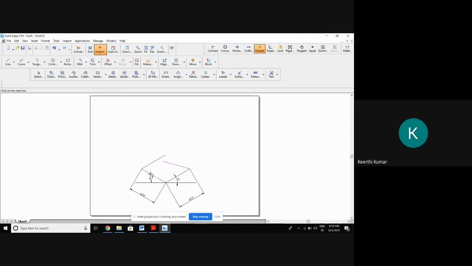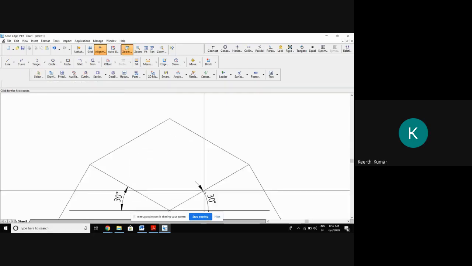These two should be parallel. This should be parallel. See, the base of the cone is ready. Means the square to draw the base of the cone is ready now. Then what to do? Can anybody tell?